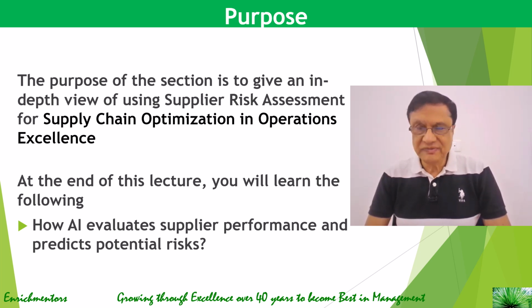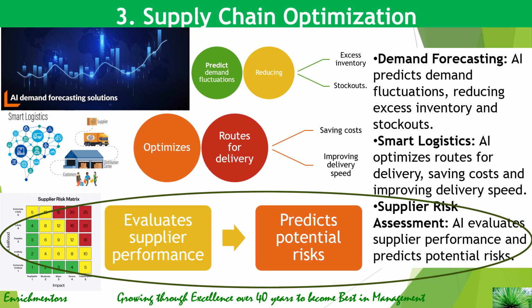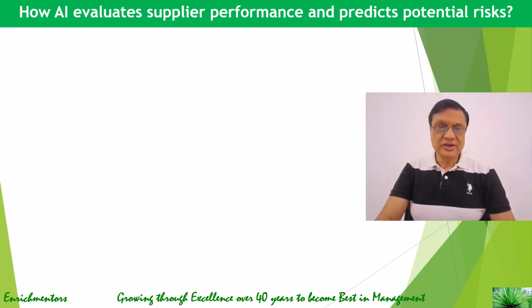And in this particular lecture, we will start with understanding how AI evaluates supplier performance and predicts potential risk. So that's what we will take a look at in this lecture. Supplier risk assessment is a part of supply chain optimization, where AI evaluates supplier performance and predicts potential risk. Right, so that is the context. So how do you think AI evaluates supplier performance and predicts potential risk?